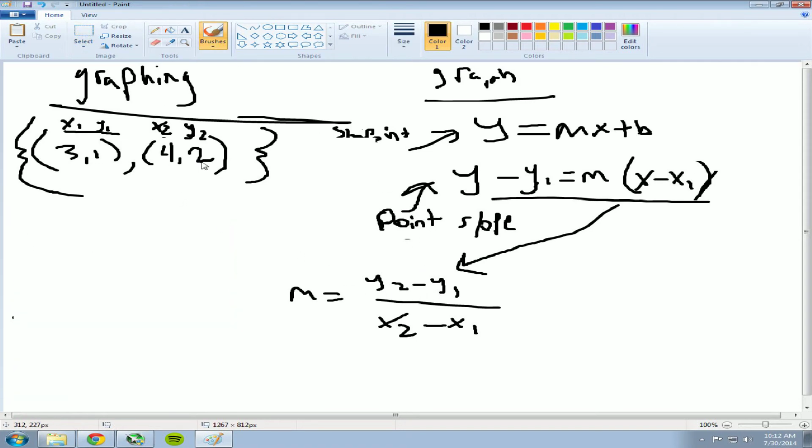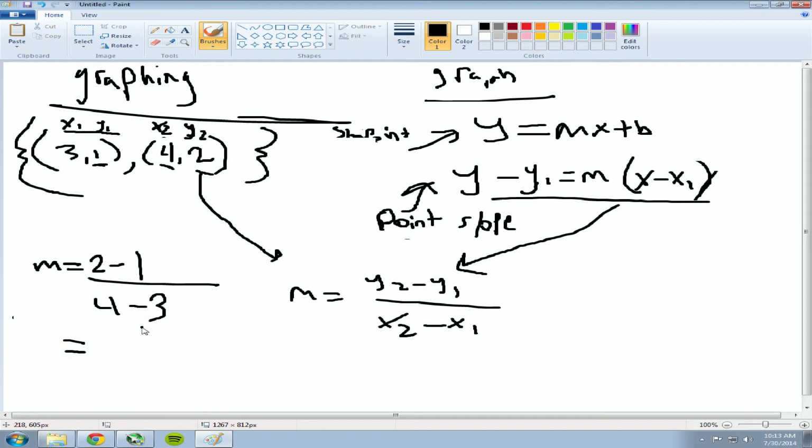So we take y2, which is 2. So we get m equals 2 minus y1, which is 1, over x2, which is 4, minus 3, and you get 2 minus 1 is 1, over 4 minus 3 is 1. So the slope is 1. Slope equals 1.